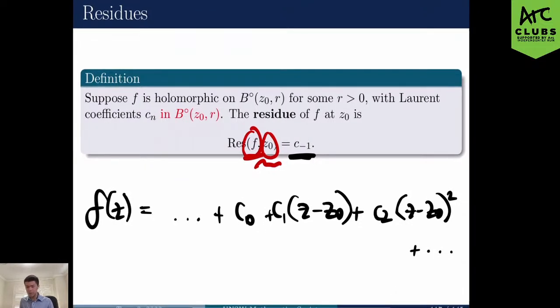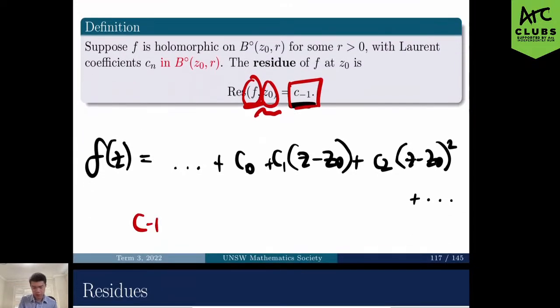Right, and so what you do is you do that power series, then you calculate the coefficient of the reciprocal term. So c minus 1 is just the coefficient of z minus z0 to the power of minus 1. And so that ends up being the residue.